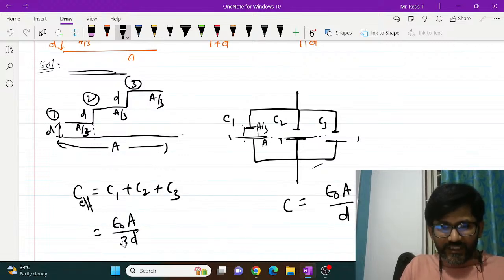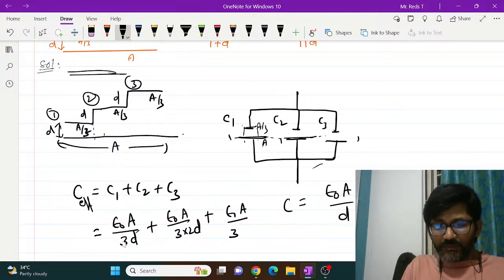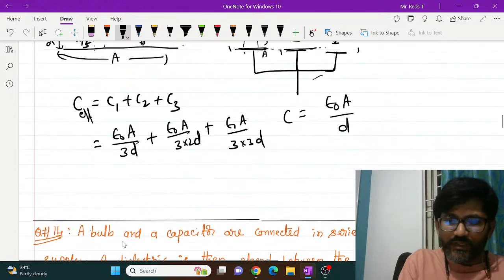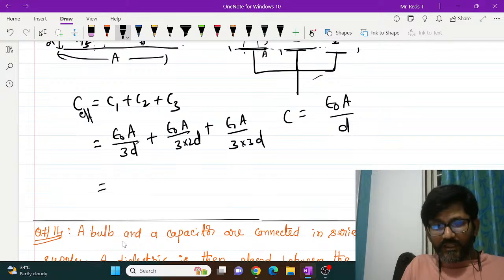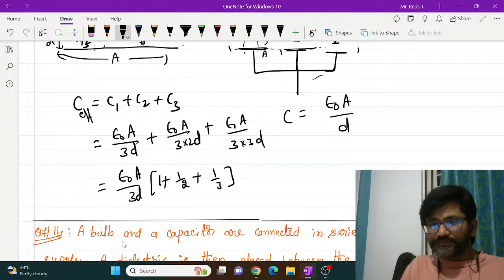Next, with respect to this plate, the distance of the second plate is D plus D, 2D. So its capacitance is epsilon naught A by 3 into 2D, plus, for the third one, epsilon naught A by 3 into 3D, since this separation is 3D. This is how you have to take it. So this is equal to epsilon naught A by 3D common everywhere. Taking this out, it becomes 1 plus 1 by 2 plus 1 by 3. On simplifying this, we will get 6.